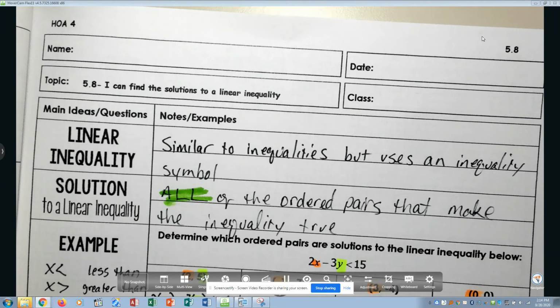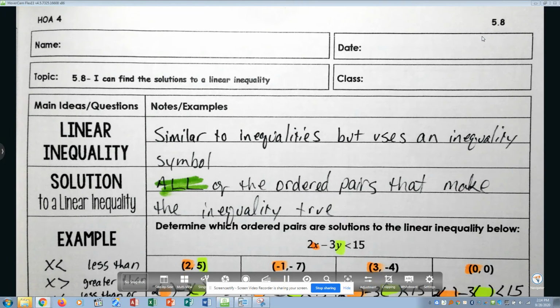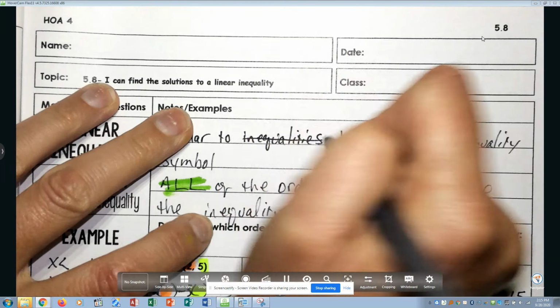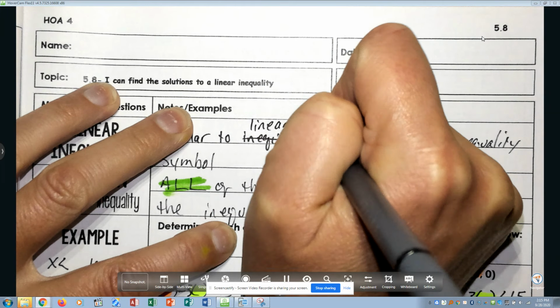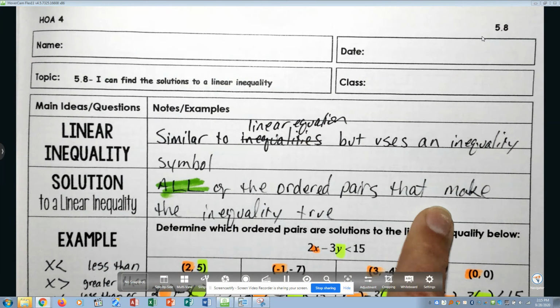Right, so now 5.8, we start with linear inequalities. This time we're just going to deal with a linear inequality instead of a system of linear inequalities. That'll be tomorrow. So what is a linear inequality? It's similar to a linear equation, I'm sorry, but uses an inequality symbol.